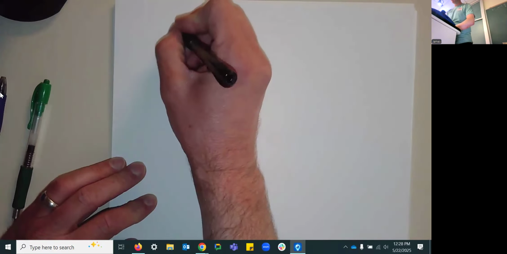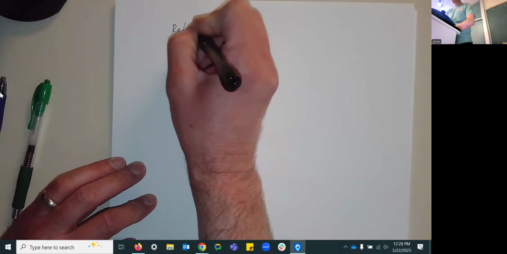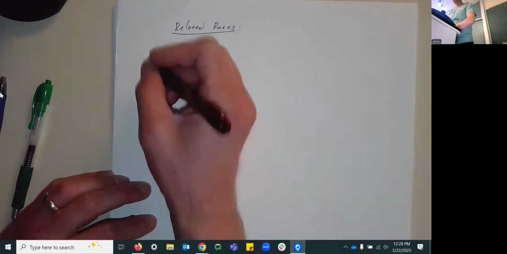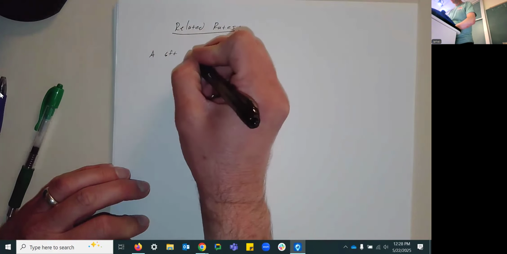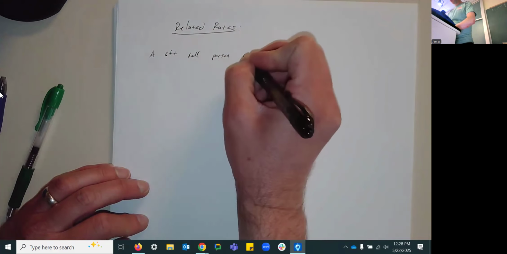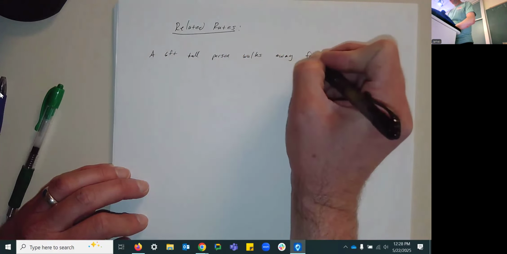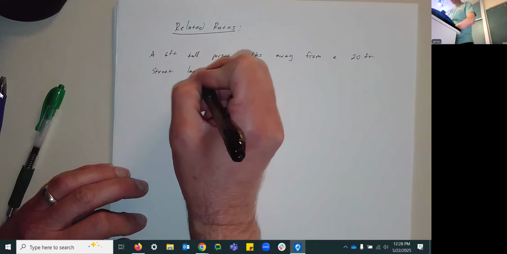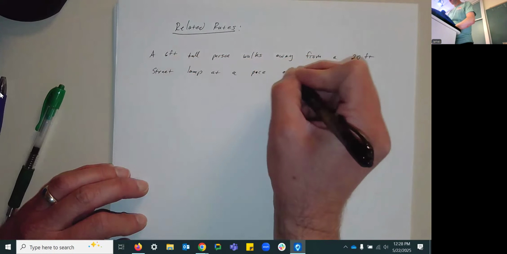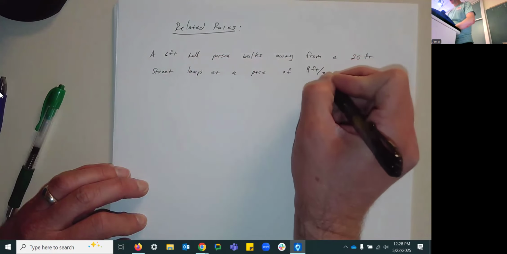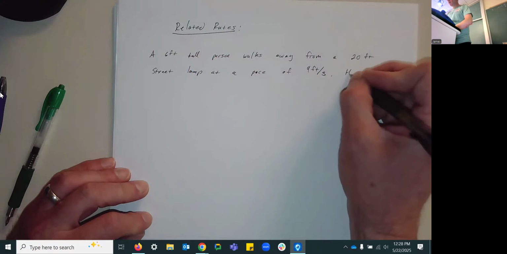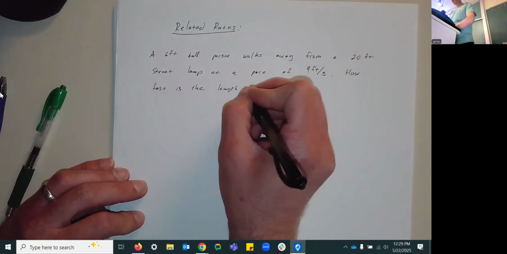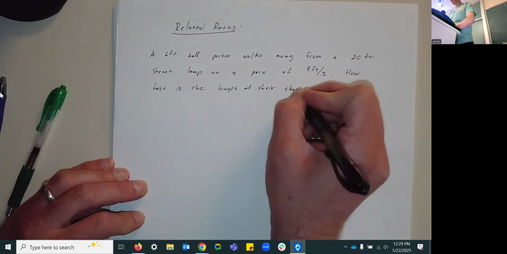So let's look at a related rates problem. Yeah, let's do one of those. So here's a classic. A 6-foot tall person walks away from a 20-foot tall street lamp at a pace of 4 feet per second. How fast is the length of their shadow changing?